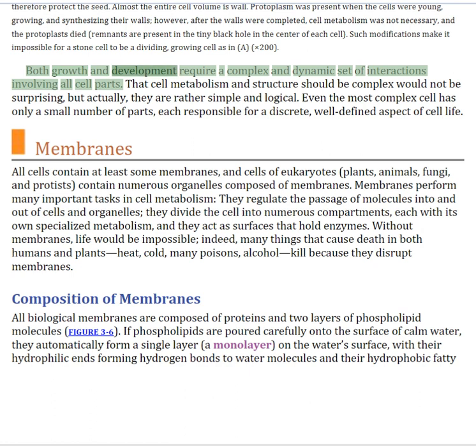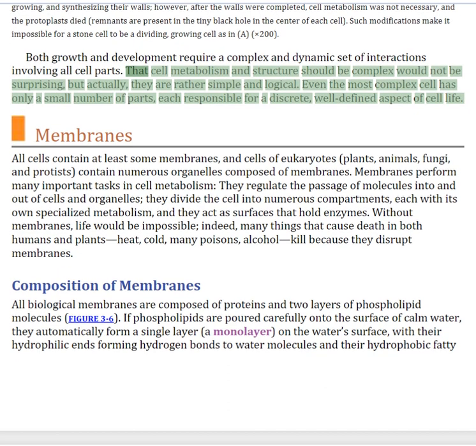Both growth and development require a complex and dynamic set of interactions involving all cell parts. That cell metabolism and structure should be complex would not be surprising, but actually, they are rather simple and logical. Even the most complex cell has only a small number of parts, each responsible for a discrete, well-defined aspect of cell life.